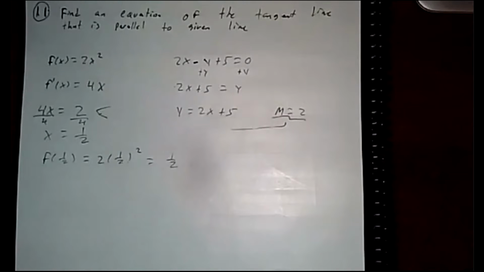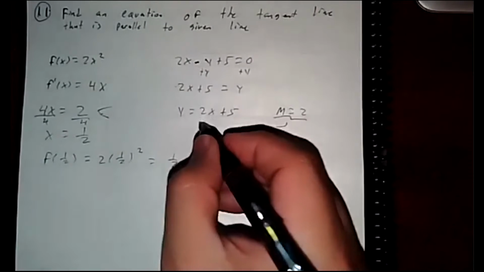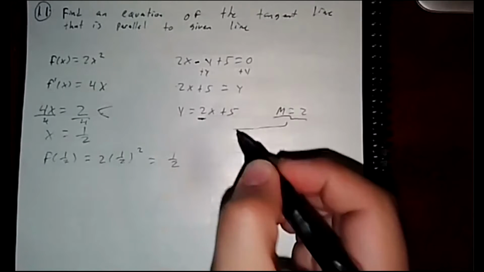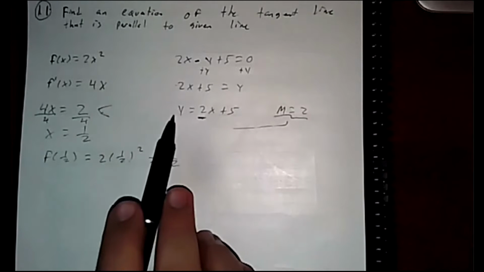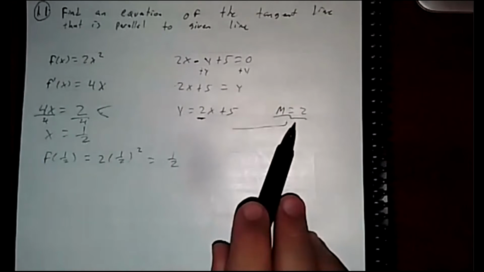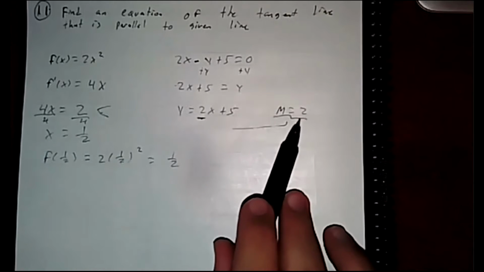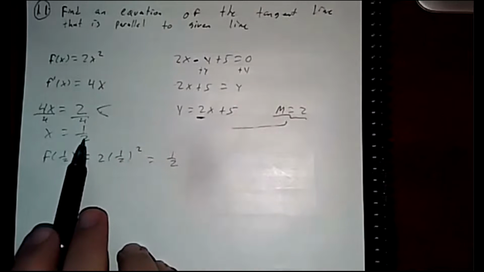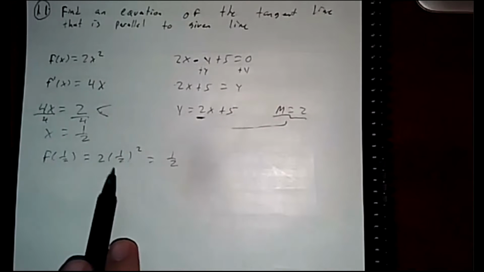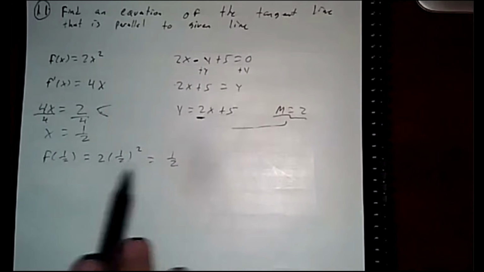Basically, that 2x is your slope. Remember when you find slopes for lines, you look at the number on the x. Whatever's on the x is the slope once you have solved for y. That's why I knew it was 2. So once you have this, you set it equal to the derivative, you solve for x, and you plug that into the original function. So now I have the y value.